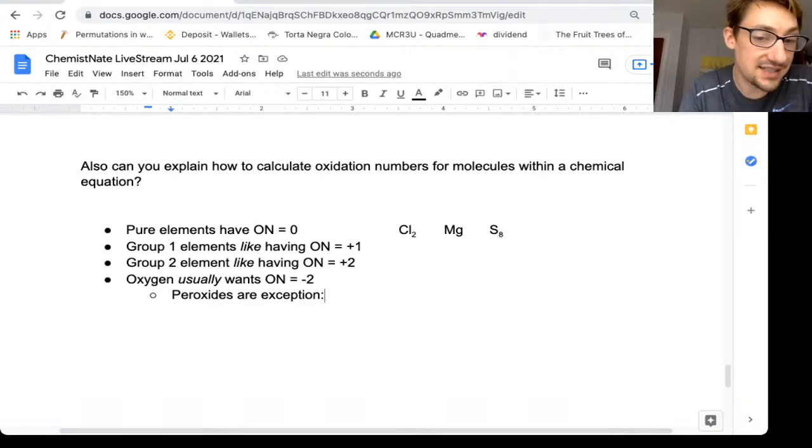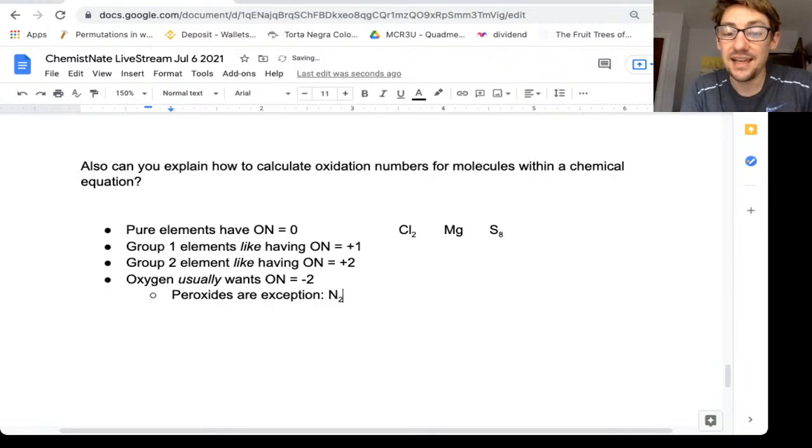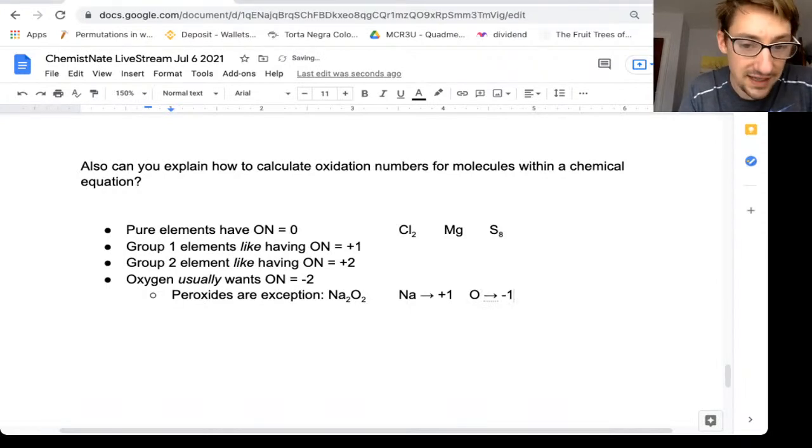When we say peroxides are an exception, it's like Na2O2. That's sodium peroxide. The Na wants a charge of +1. The O's would have to be -1 in order for 2 of the Na's and 2 of the O's to cancel each other out and make a total charge of 0. But in all other cases, oxygen's probably going to want to be -2.